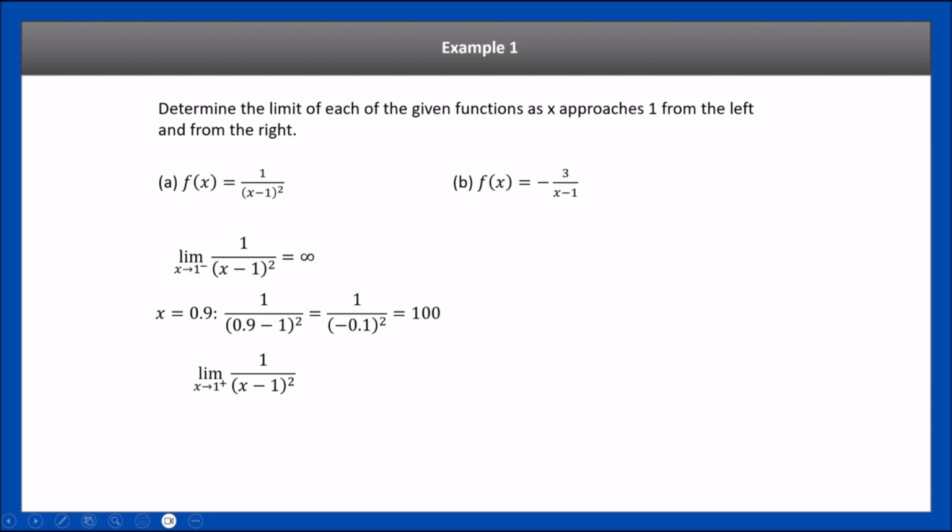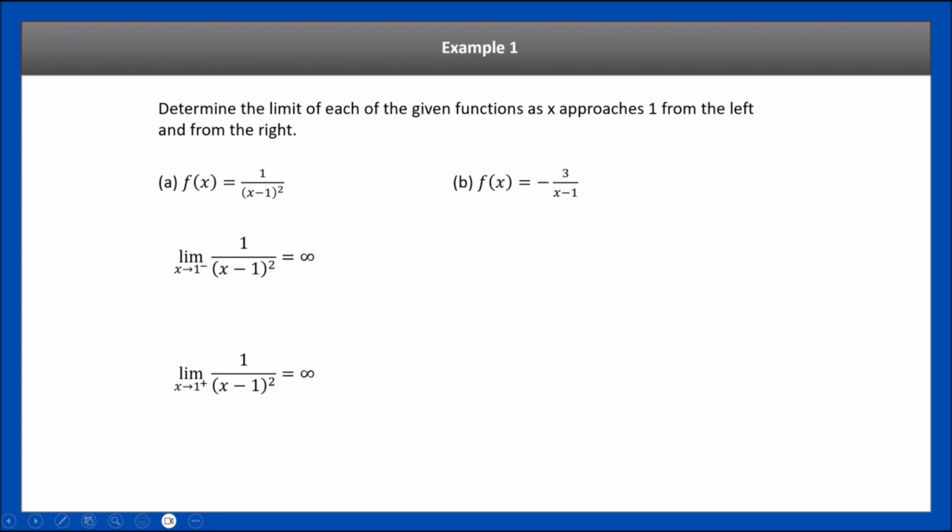Now let's see the behavior from the right side. Let's plug in a number such as 1.1. In that case we get a value of 100, just like before. If we plug in a value such as x equals 2, which is far away from 1, relatively speaking, we get 1 over 1 squared, which is 1. So as we go from 2 to 1.1, closer and closer to 1, the function is blowing up, and it's going to positive infinity as well. So on either side, we have infinity.